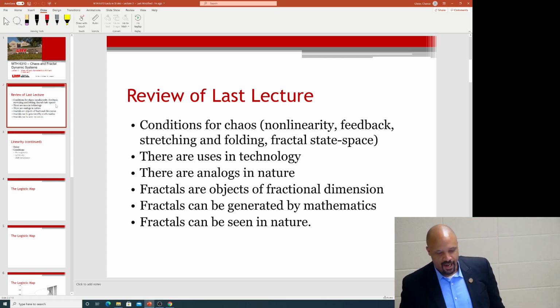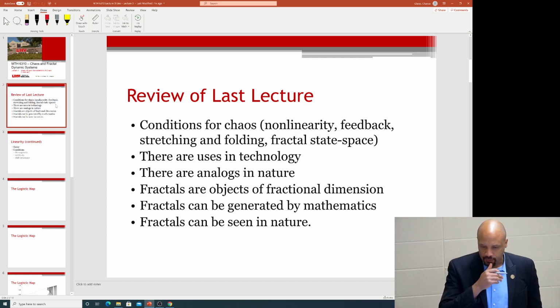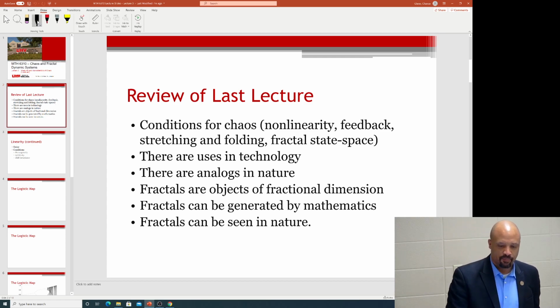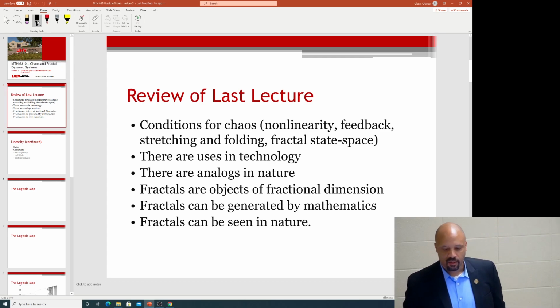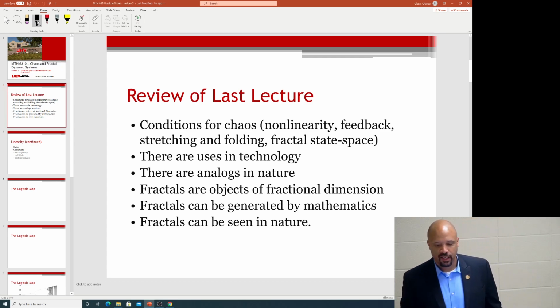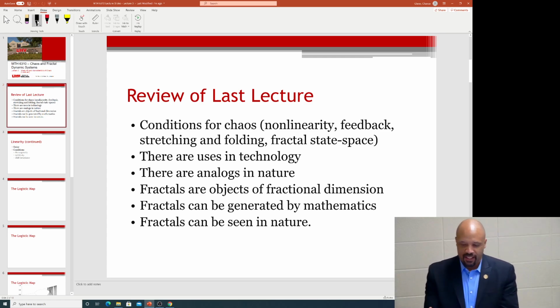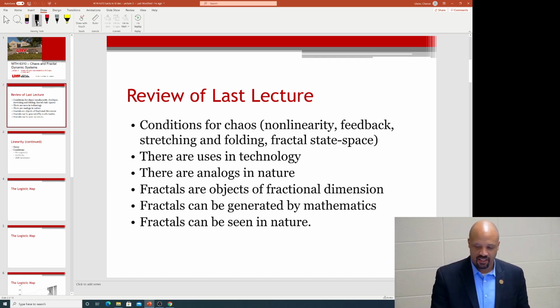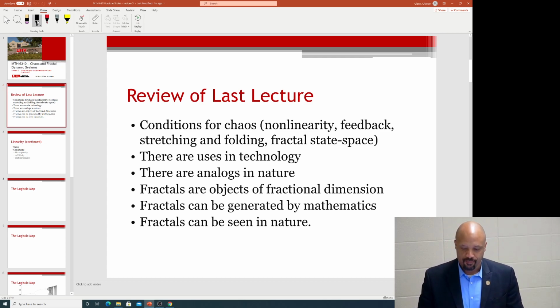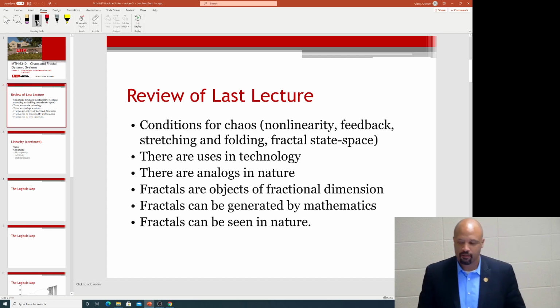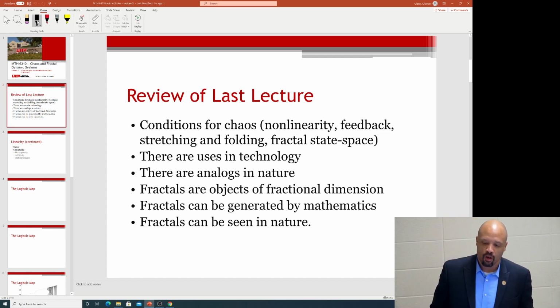Now, for the last time we talked about conditions for chaos. We said that chaos requires nonlinearity. It requires feedback. It requires stretching and folding and a fractal state space. Now, what you'll find is that all of these conditions that I've just mentioned are related. And as we get more into three-dimensional type of chaotic flows, you'll see that more.